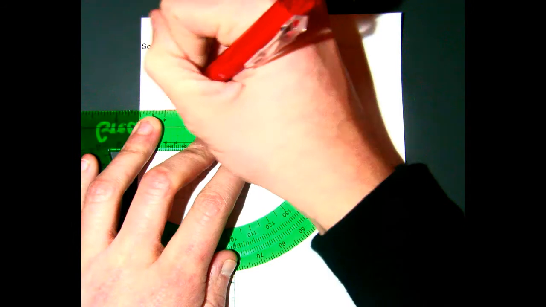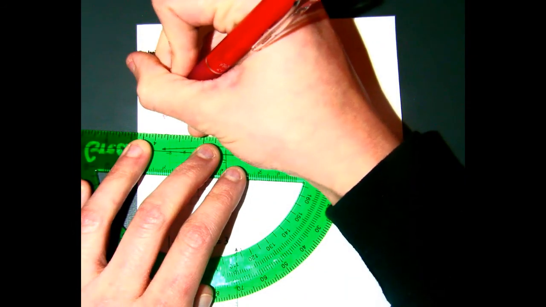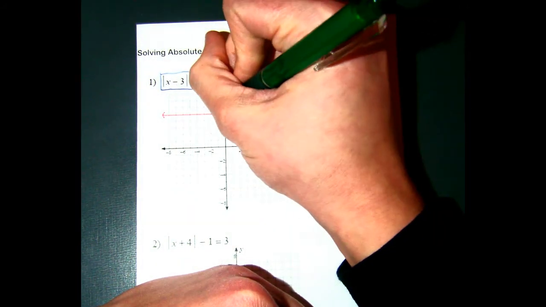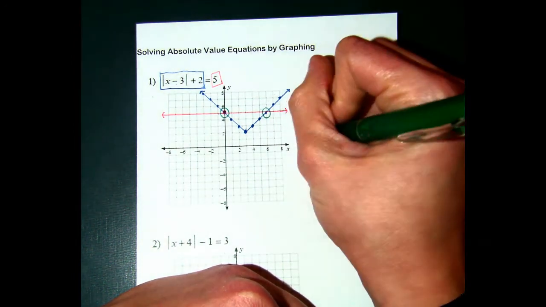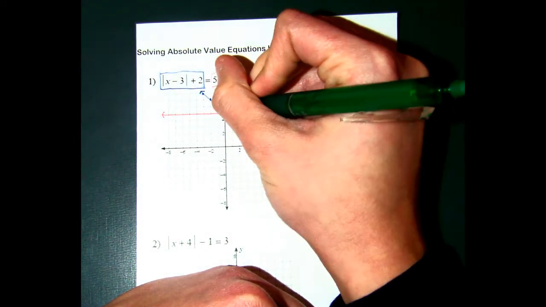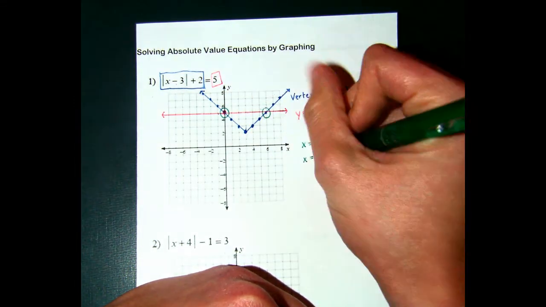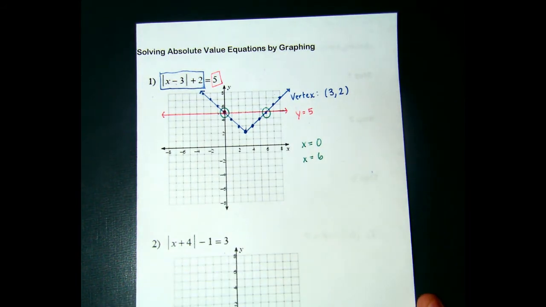We have completed systems of equations already, so you know that when you have two lines drawn, my answers are wherever the two cross. So my answers are x equals 0 and x equals 6. So we have two answers to this equation.